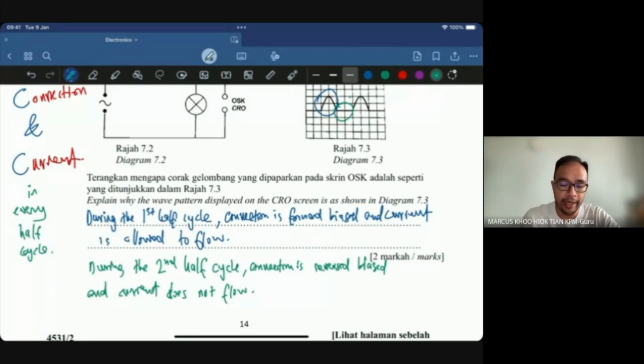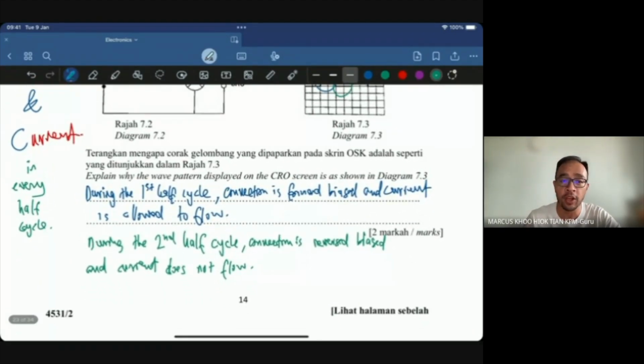Can I say, I have had people ask this before: what if I write that during the second half cycle it is forward bias and current is allowed to flow, and during the first half cycle the connection is reverse bias and current is not allowed to flow? Can, it's a small matter. Which is the first and which is the second is very inconsequential. I don't think it makes much of a difference, so don't worry about it. You can write it either way.